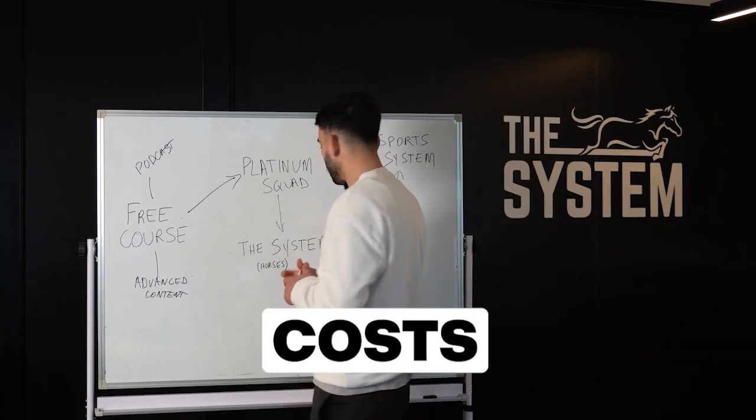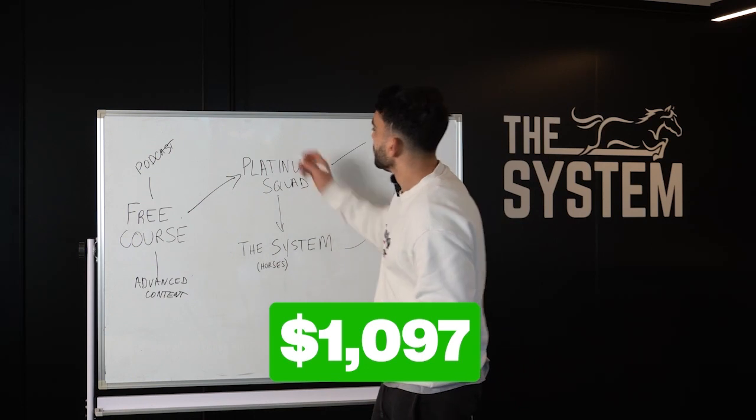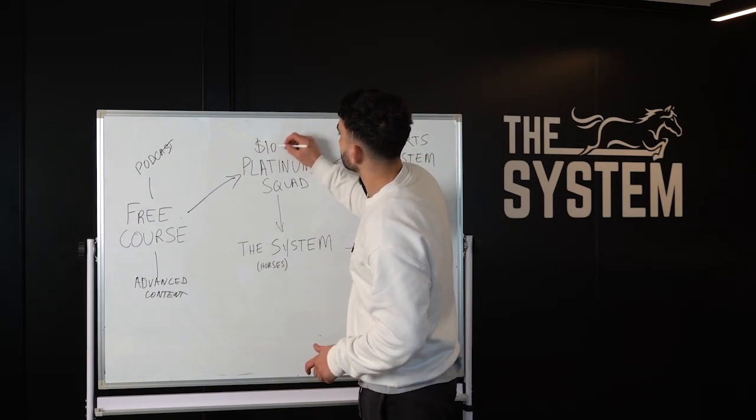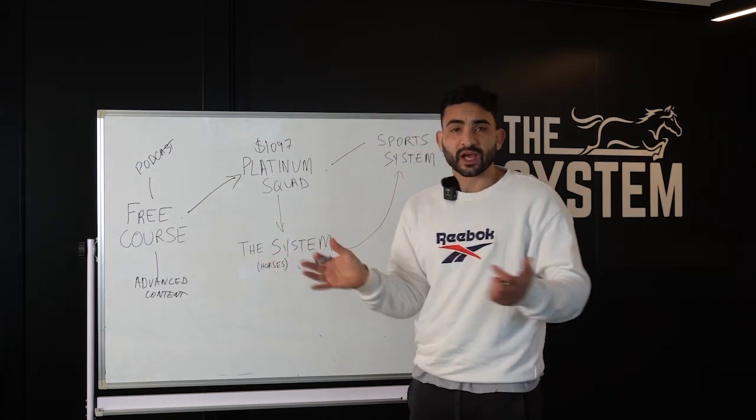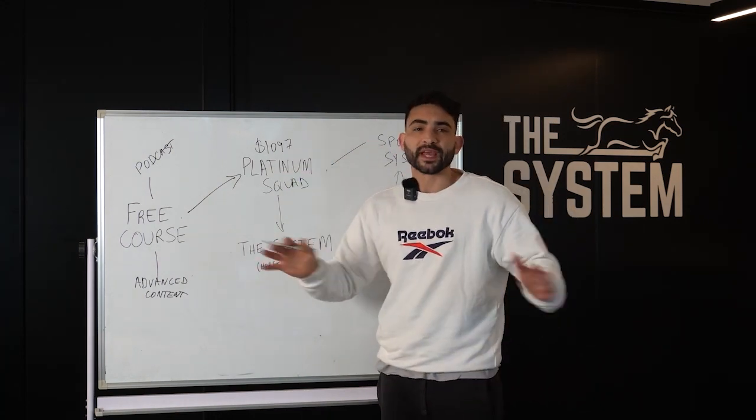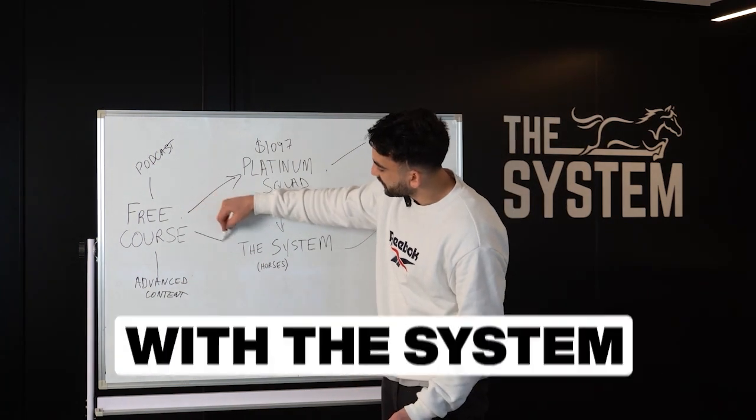The Platinum Squad costs $1,097. And as a result, this is potentially going to deter some people. If you're someone who has $1,200 to your name and that's all you have, the Platinum Squad one-off fee is going to be out of the picture. Then you could start with the system.